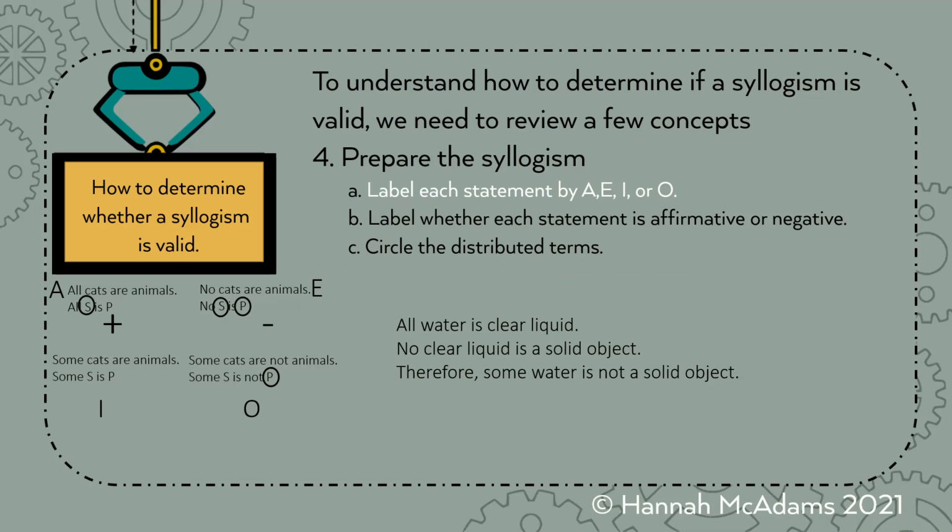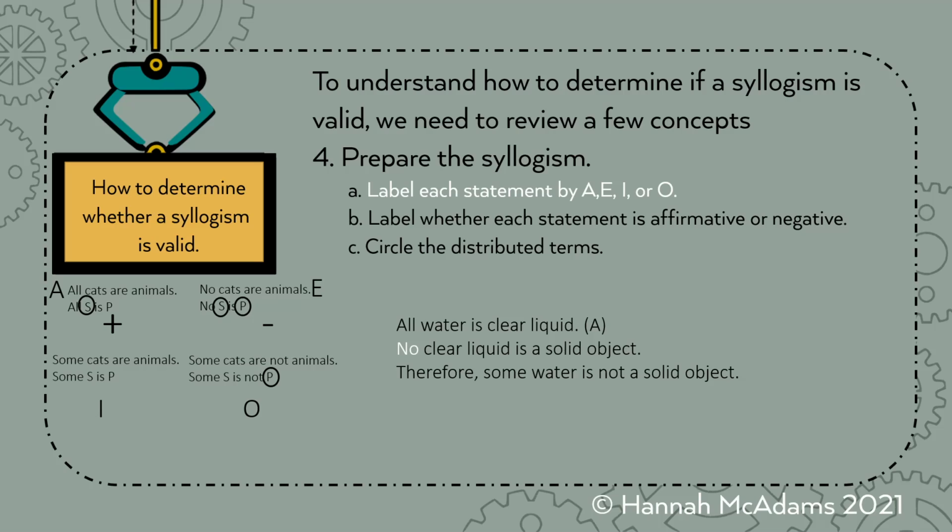So the first thing we're going to do is label each statement by A, E, I, or O. So if we look here at the first statement, all water is clear liquid. Do you remember which premise this is? This is the major premise. Right. Since it has the word all in it, that's A. So circle A. Water, and we will circle water in a minute. Oh, also, we know that, or let's do the next one.